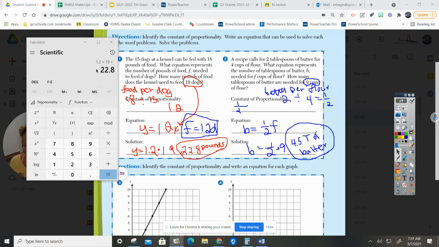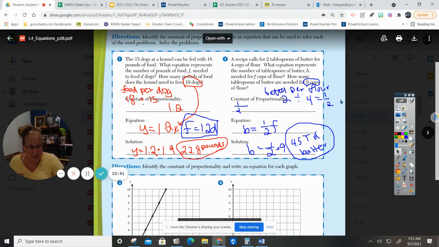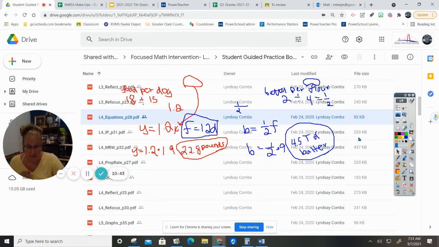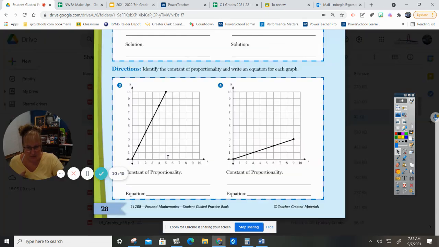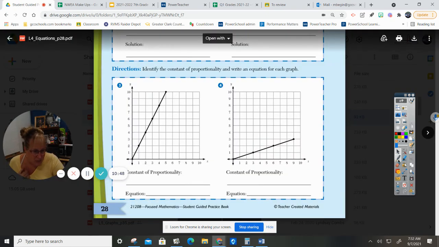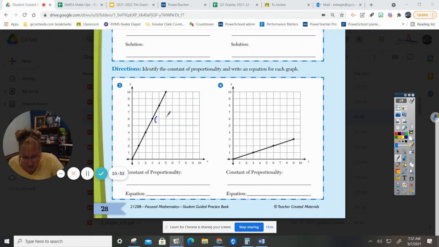All right, let's go ahead and we can do the bottom problem. And that might be it for today. Okay, so in this one, we're going to do the same thing. We can choose any of these points. I'm going to choose this one. I'm going to label it.